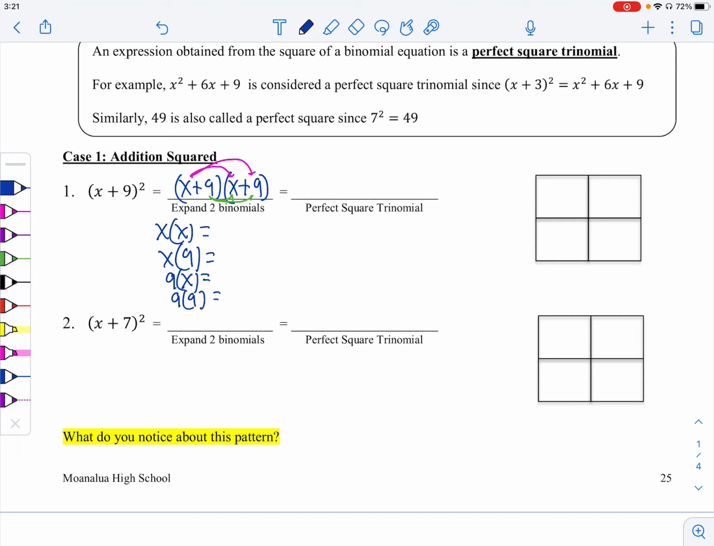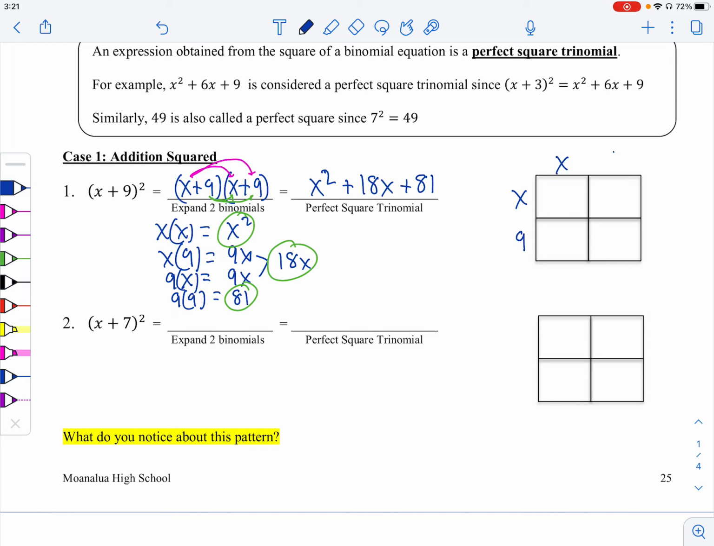So x times x, x squared. Then x times 9, 9x. 9 times x, 9x. 9 times 9, 81. And the middle terms, we can combine, right? Just like last time. So 9 plus 9, 18. So 18x together. So you have x squared, 18x, and 81. And we write that. Highest power goes first, x squared, then plus 18x, and then plus 81.